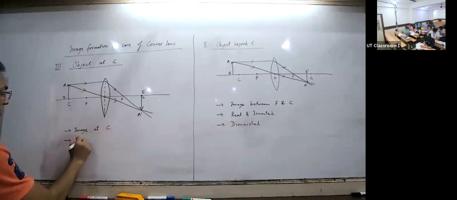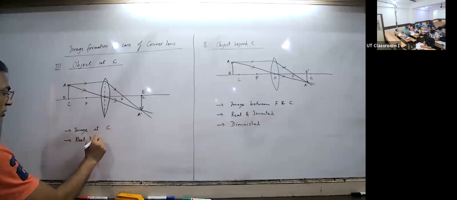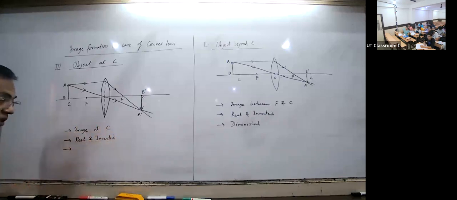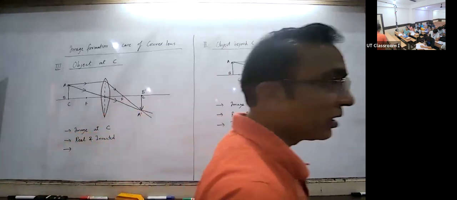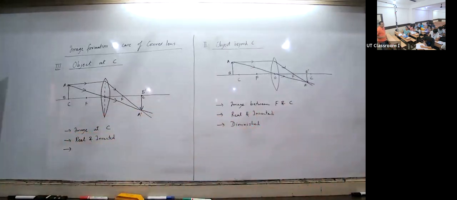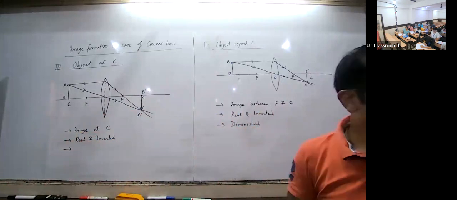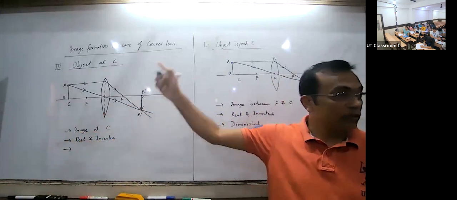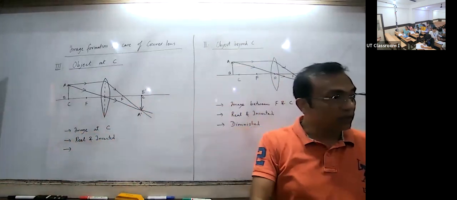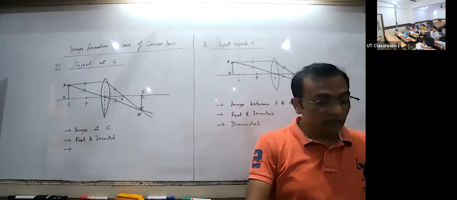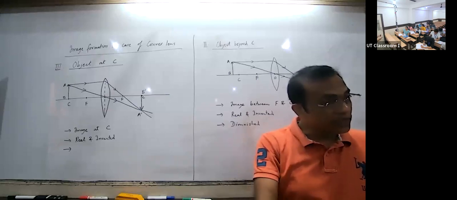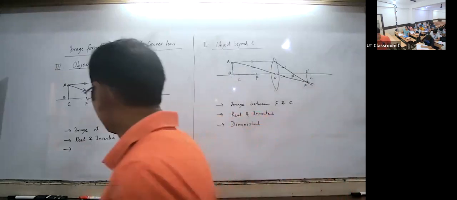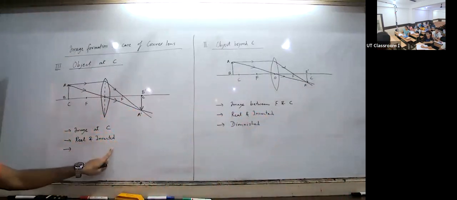Real and inverted. Yes. Anybody having difficulty in understanding why real and inverted? Because these rays are meeting each other after refraction. In case of reflection, it was meeting after reflection. So for a real image, the reflected or refracted ray has to meet. Okay? So it's meeting. That's fine. And whenever it is real, it has to be inverted also. Why inverted?